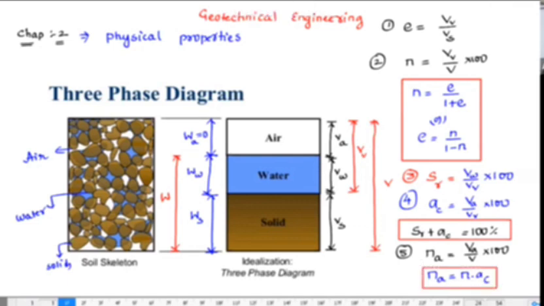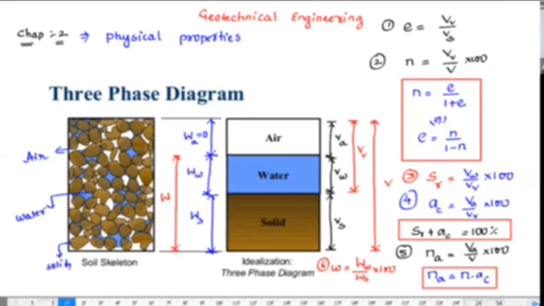And finally, what about the water content? On the weight side, water content w is equal to weight of water by weight of solids into 100. So these are the basic definitions we have discussed. And then, once we discuss the basic definitions, from here we discuss the unit weights.